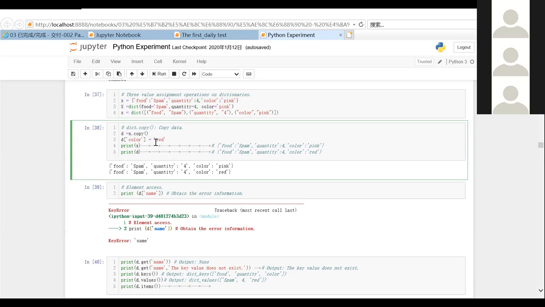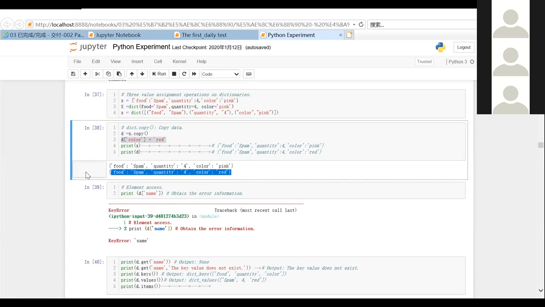To change the value of some key, we can use an expression like this. So this is D, a dictionary. If we want to change the value of this key, we can use expressions like this. And here's the output.